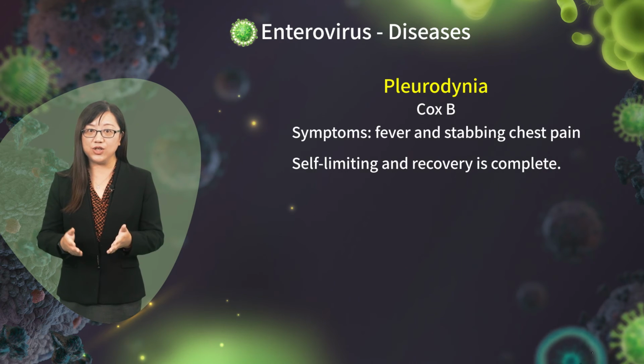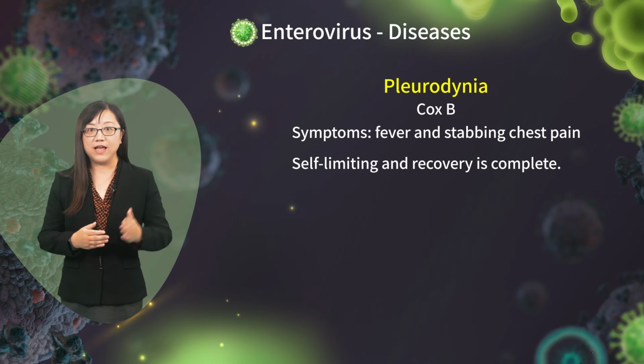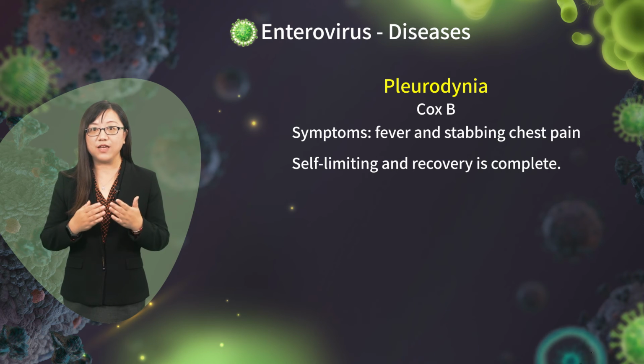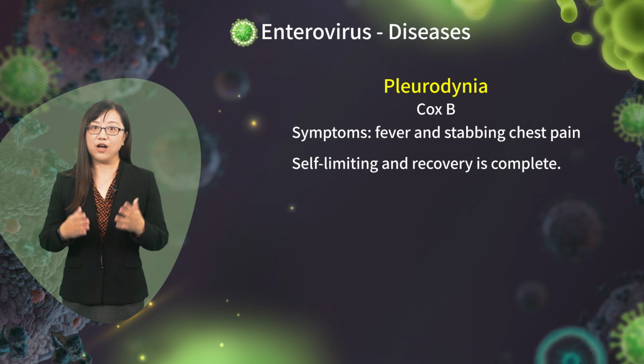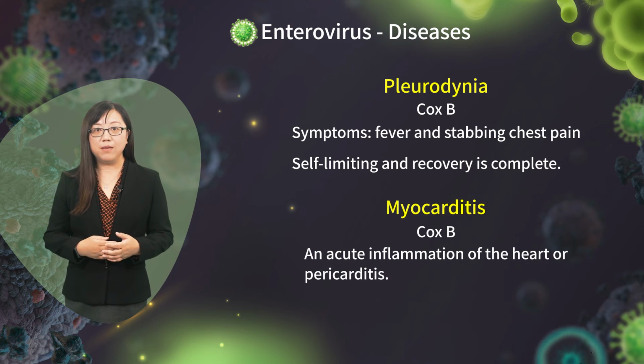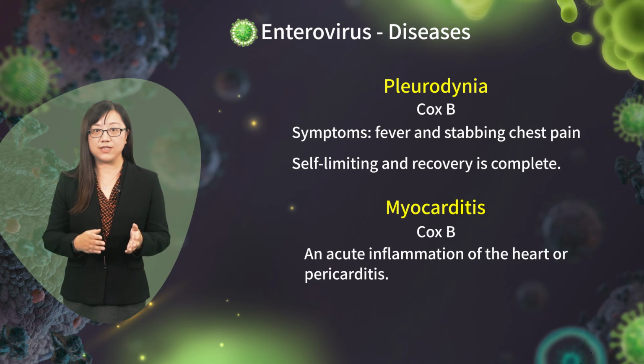Cardiac and muscular disease. Coxsackie virus B, B for body, is most frequently associated with pleurodynia and myocarditis. Pleurodynia is an acute illness in which patients have a sudden onset of fever and stabbing chest pain due to the inflammation of the pleura. The disease is self-limiting and the recovery is complete. Myocarditis is an acute inflammation of the heart and pericarditis caused by Coxsackie virus B.